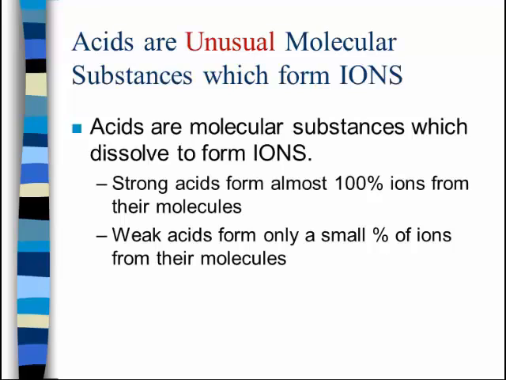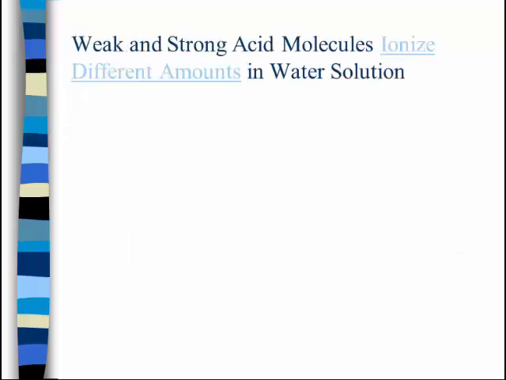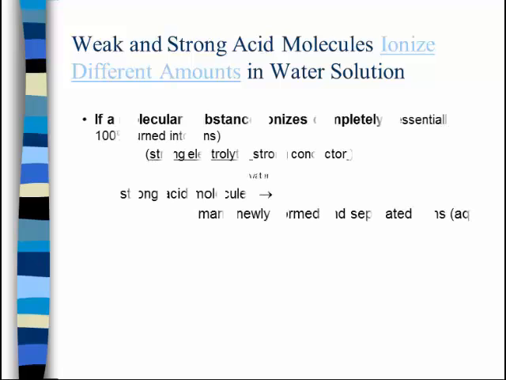Acids are unusual molecular substances. They're unusual because they form ions even though they aren't made of ions to start with. Strong acids form almost 100% ions from their molecules, whereas weak acids form only a small percent of ions from their molecules, maybe 5 or 6 or 10%. So weak and strong acid molecules ionize different amounts in water solution. This animation gives you some way of seeing the difference between a weak acid, which has its hydrogen pop back on and off and on and off.